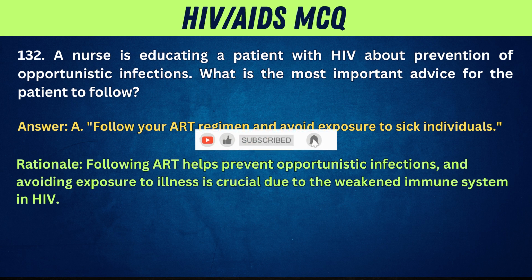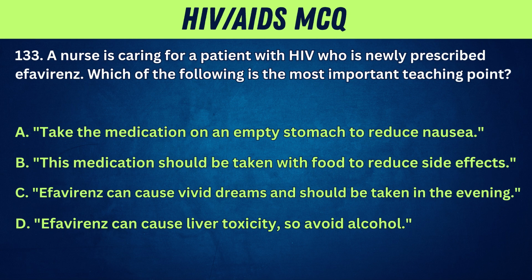Rationale: Following ART helps prevent opportunistic infections, and avoiding exposure to illness is crucial due to the weakened immune system in HIV. 133. A nurse is caring for a patient with HIV who is newly prescribed efavirenz. Which of the following is the most important teaching point?